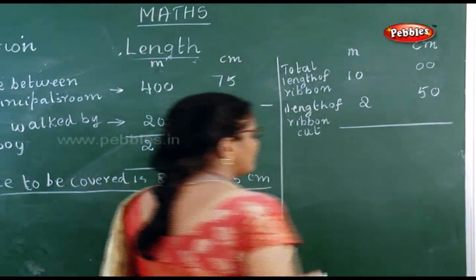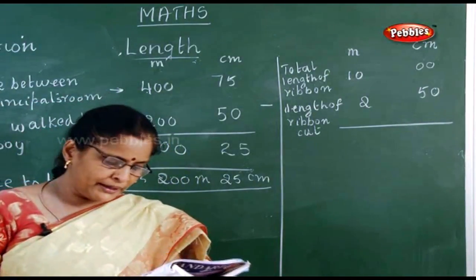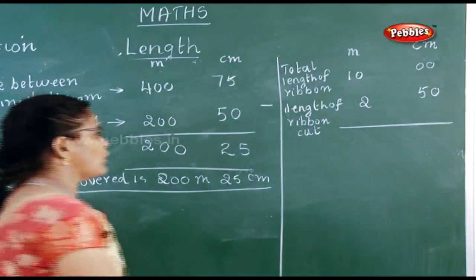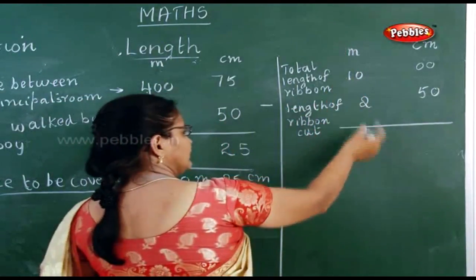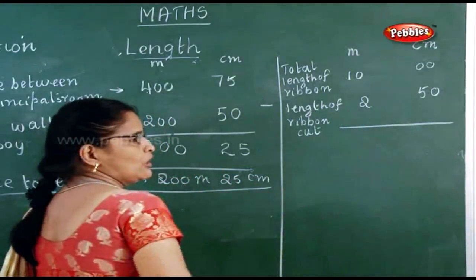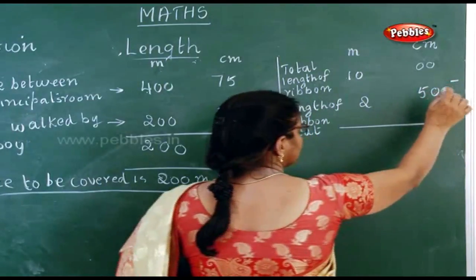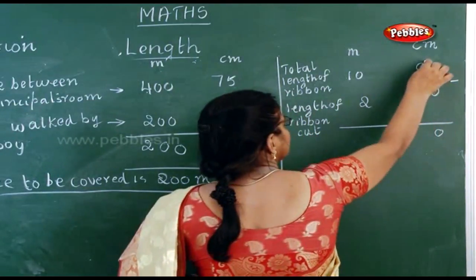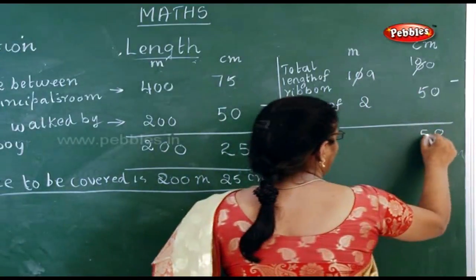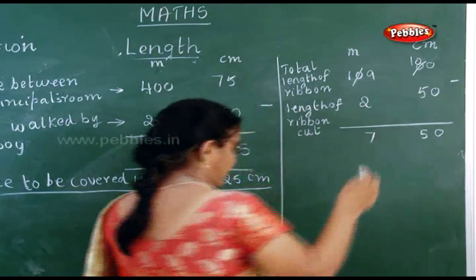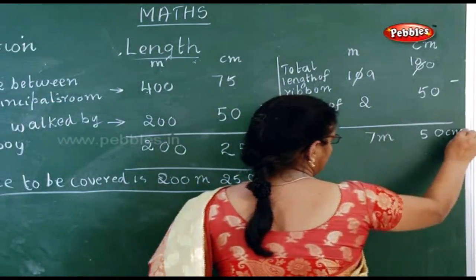Now what is the question they have asked? You have to read the question. What is the remaining length of the ribbon? See, the total length is 10. The ribbon she has cut is 2. Now what is the remaining? So immediately what do you have to do? Put minus. 0 minus 0 is 0. This will become 10 and this will become 9. So 10 minus 5 is 5. 9 minus 2 is 7. So the answer is 7 meter and 50 centimeter.